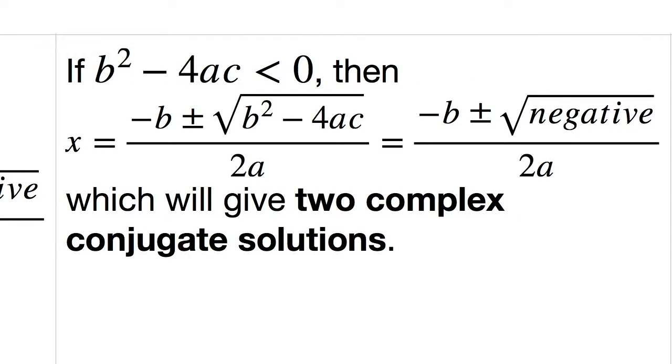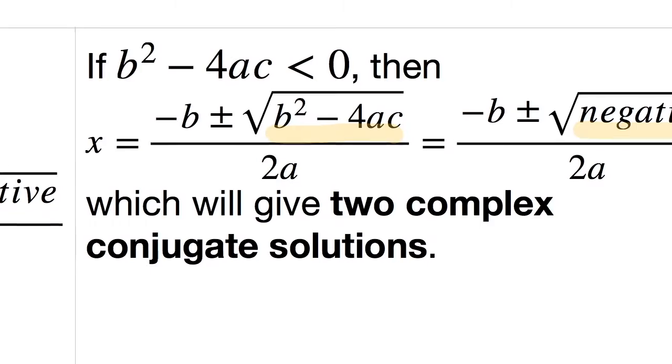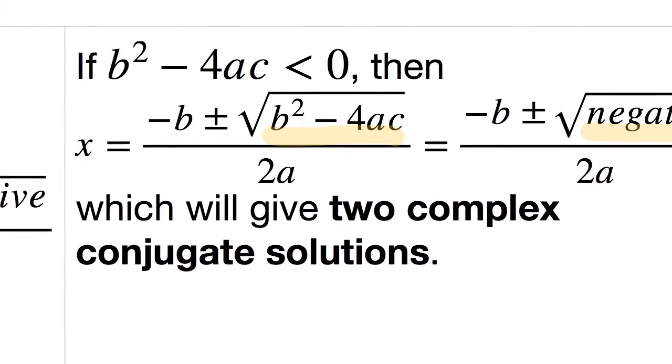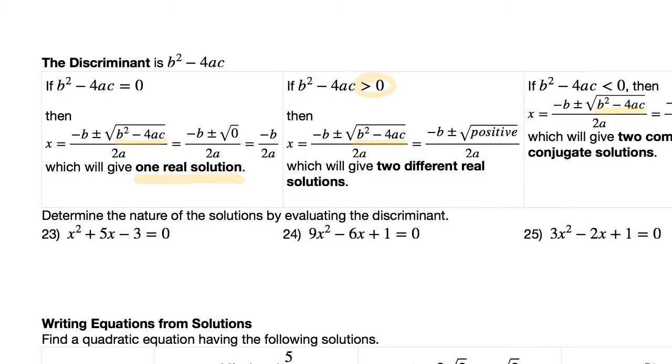And if b squared minus 4ac is negative, if it's less than 0, then that big hairy mess inside the square root is going to be negative. And then you will get a complex solution. You get two of them, two complex solutions, and not only that, they're going to be conjugates of each other, complex conjugates. Let me show you what I mean.